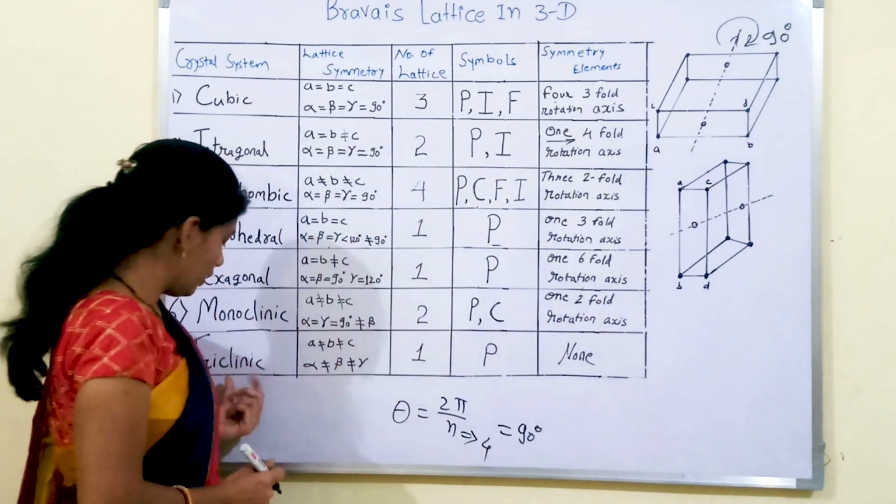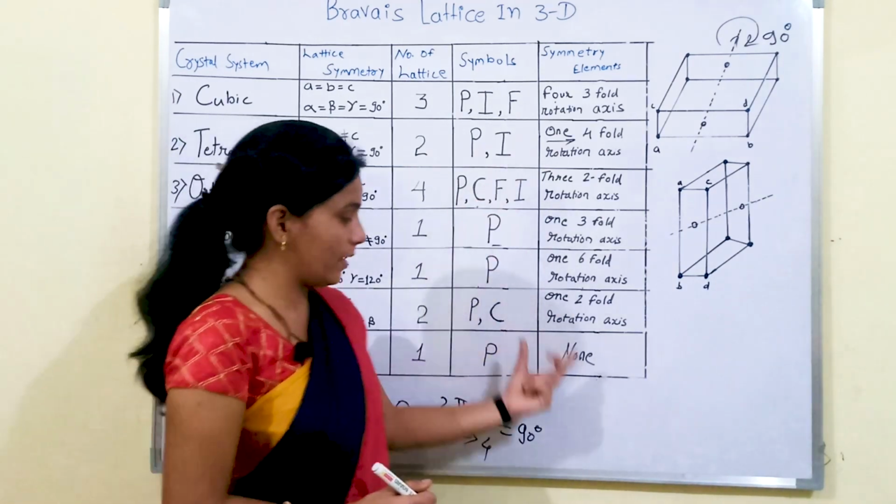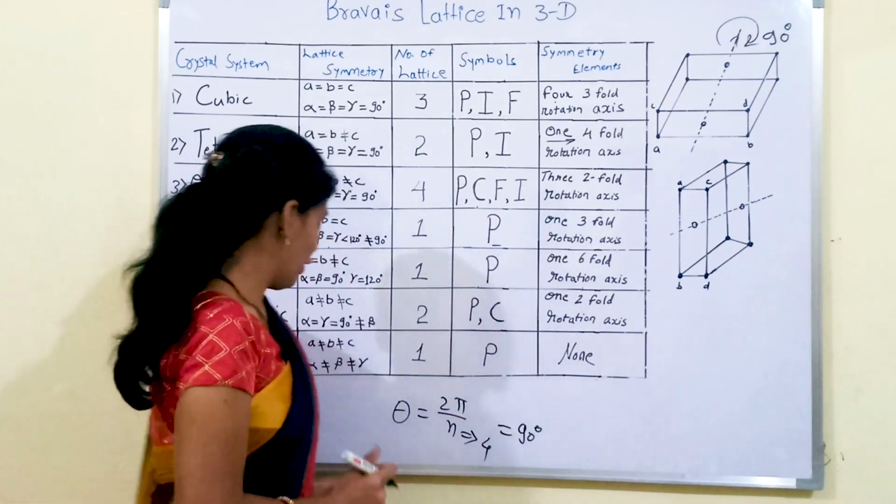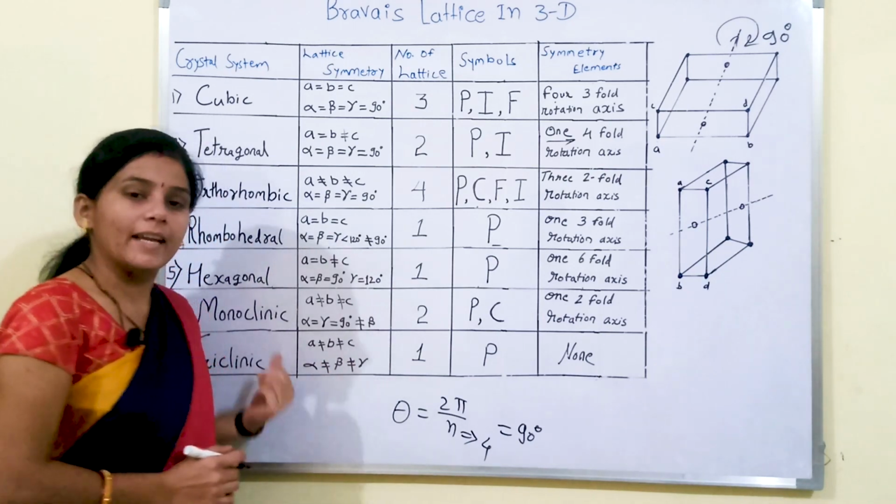So in triclinic there is no symmetry element because the angles and edges are not equal.